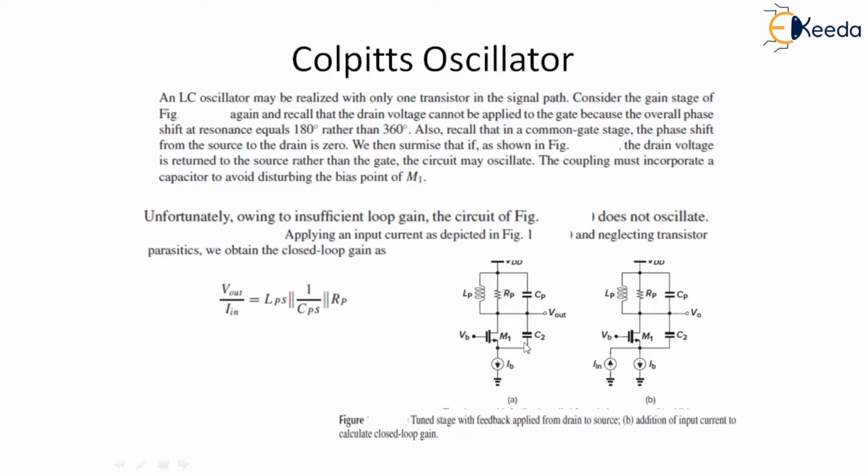Thus, we have applied an input current as depicted in figure B, and neglecting the transistor parasitics, we obtain the closed loop gain V out over I in equals LP s in parallel with 1 over CP s in parallel with RP. You can see over here that M1 and C2 conduct the current to the tank. Since the closed loop gain cannot equal infinity at any frequency, the circuit fails to oscillate.